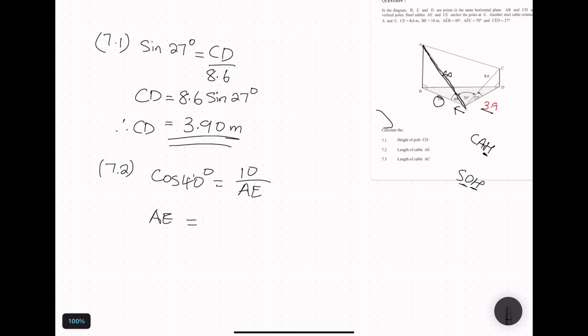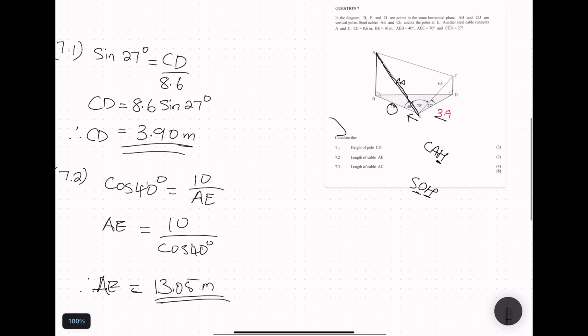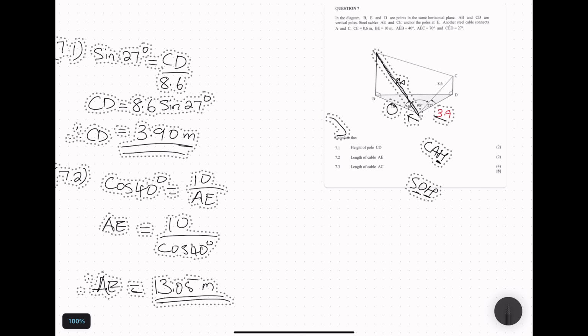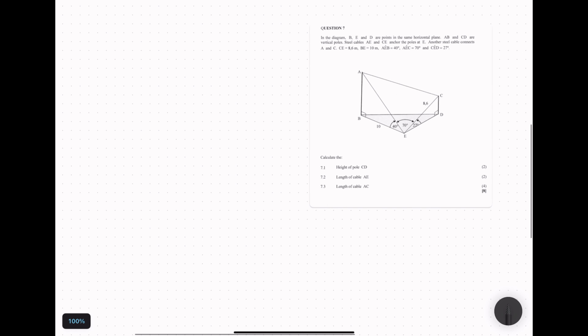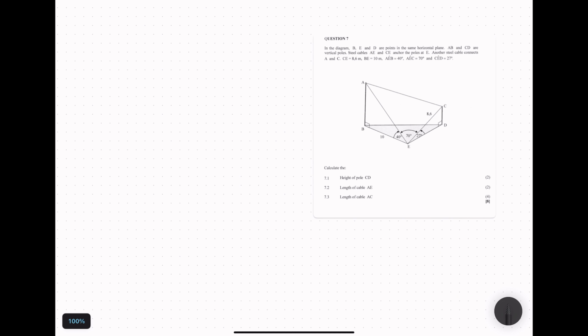Then you just cross multiply. AE is equal to 10 divided by cos 40 degrees, right? Therefore, AE, put that in your calculator, you'll find that it is 13.05 meters. That is AE. I believe you got that.